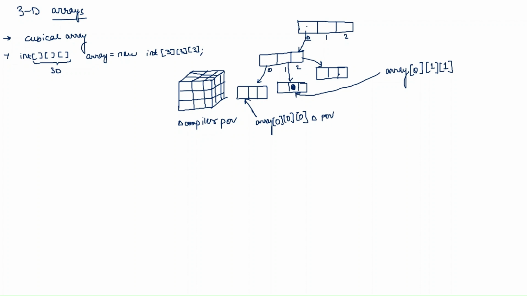Since you are telling the compiler that at the 0th index of the first three-dimensional array, there is a 2D array, and again at the 0th index of that 2D array, there is a 1D array, and at the 0th index of that 1D array, there is the element that I need. So compiler, bring me that. And that's how you do it from your point of view.